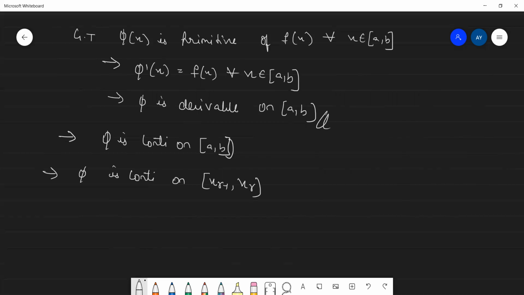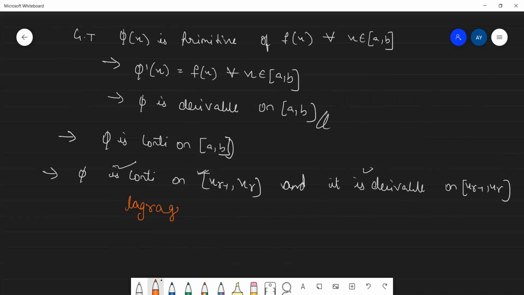As it is continuous on the whole interval, obviously it will be continuous on the rth subinterval, and as it is continuous, it will be derivable. So where is it derivable? On the same interval, derivable on xr minus 1, xr. Now, as we have continuity and derivability, I'm making use of Lagrange's mean value theorem, as we have earlier studied.